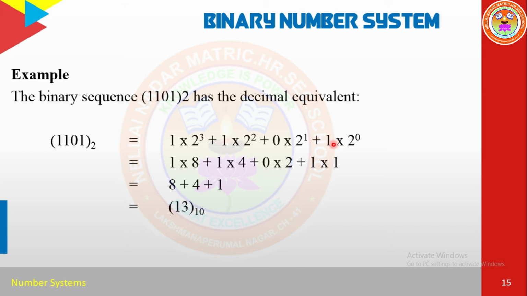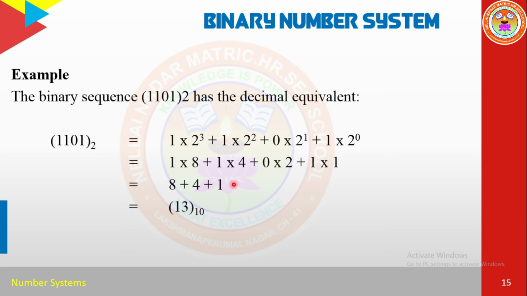You just write that 1 into 2 power 0, that is 1. So I am writing 1 into 1. And here 0 into 2. Then next 1 into 4. How is 4 coming? 2 power 2, that is 4. So 1 into 4. Then here 2 power 3, that is 8. So 1 into 8. Write that.